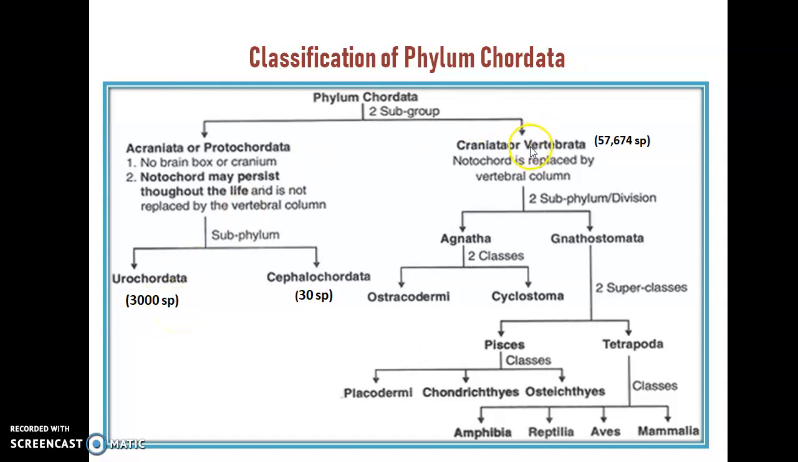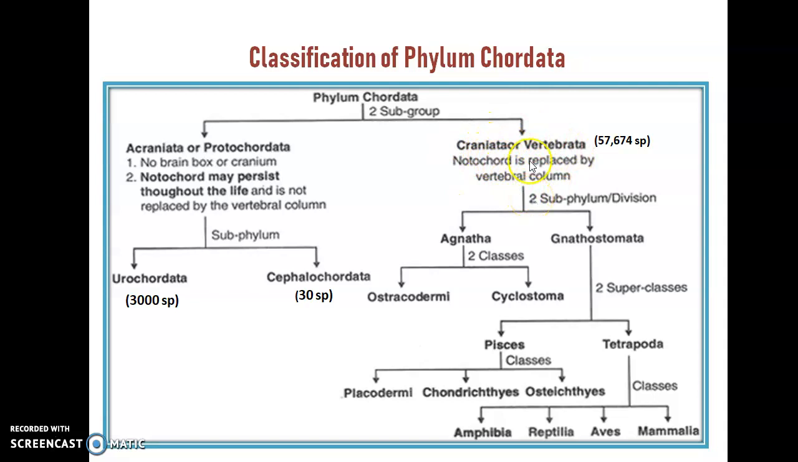Then comes the Craniata, also called Vertebrata. Around 57,674 species exist in this category, and as they are Craniata, they have a brain box. Here the notochord persists only in the embryonic stage. When they attain adulthood or maturity, the notochord is replaced by the vertebral column. So this is called Vertebrata or Craniata.